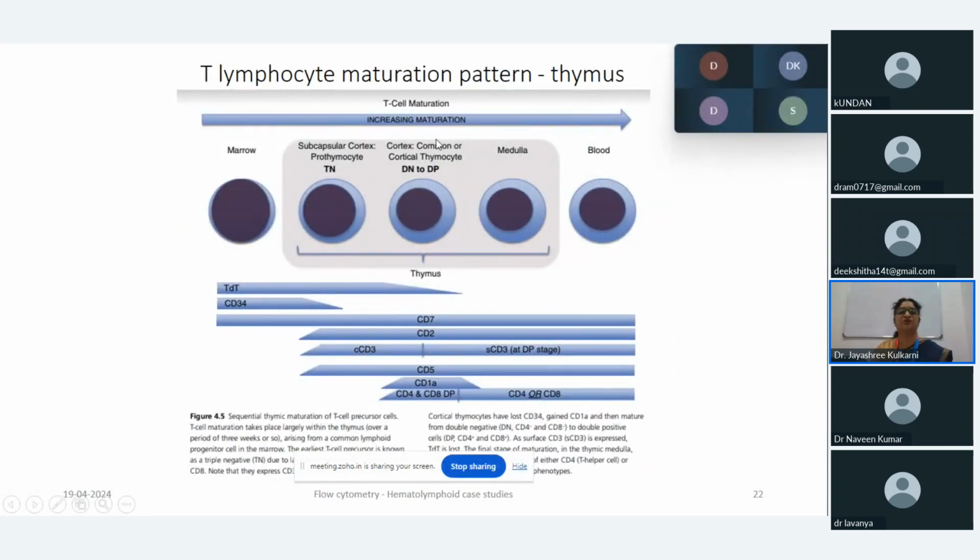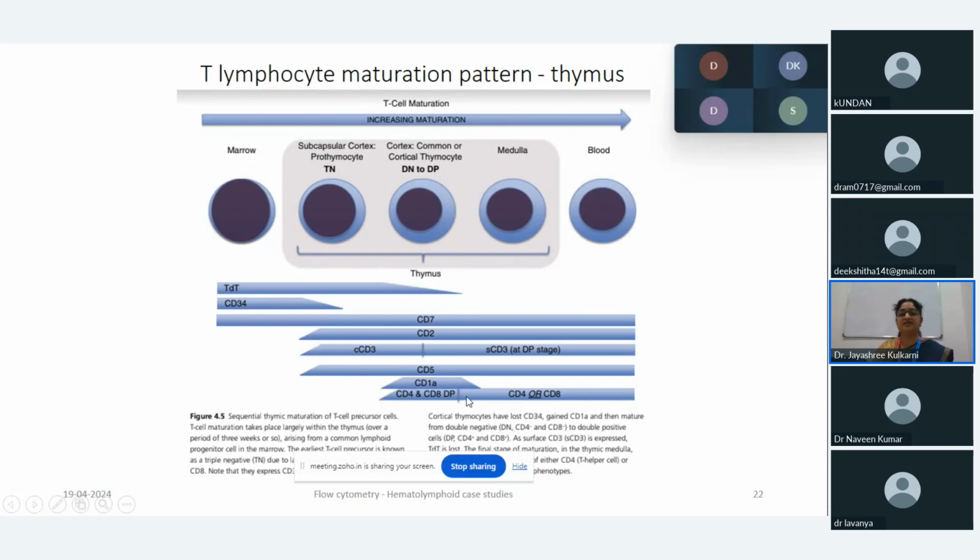Coming to your T cell maturation, again, your immature cells are TdT and CD34 positive. CD7 is your pan marker. Other than that, you have your cytoplasmic and your surface CD3. In the initial stages, you'll have your cytoplasmic CD3. Subsequently, you have your surface CD3. CD2 and CD5 are again pan T cell markers. CD1A is a very cortical marker. It's a common cortical thymocyte stage. You will see, when you see the cases, you will realize why I'm showing this.